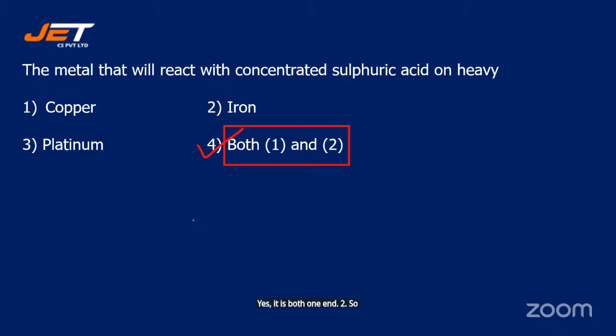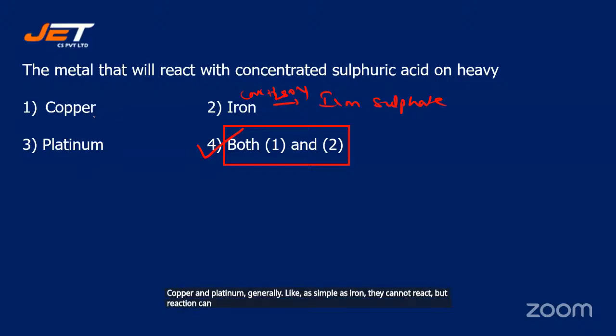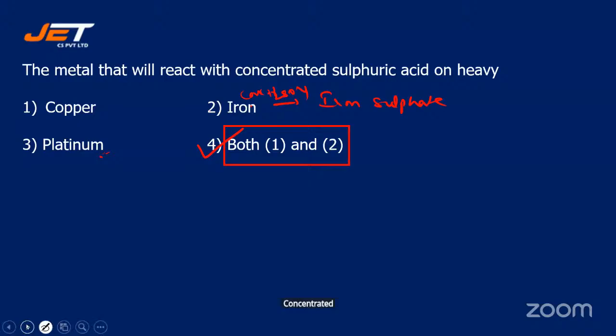When iron reacts with hot sulfuric acid, it forms iron sulfate. So iron will form iron sulfate when it reacts with concentrated H2SO4. Copper and platinum generally cannot react as simply as iron, but a reaction can take place with both copper and iron. Platinum does not react with concentrated sulfuric acid.